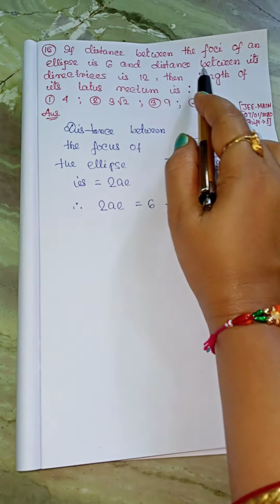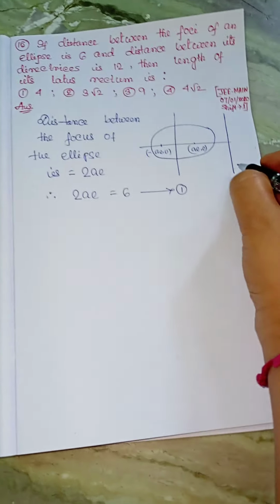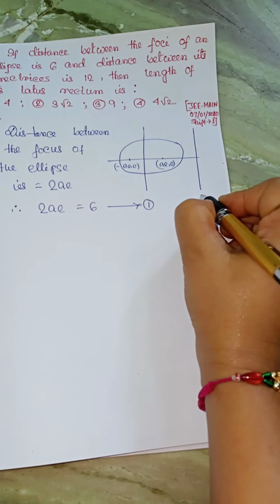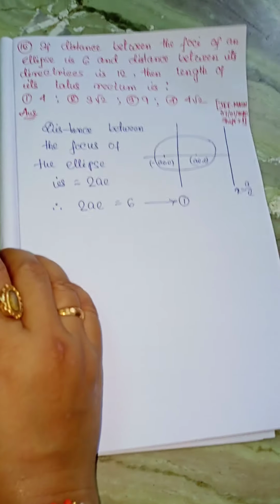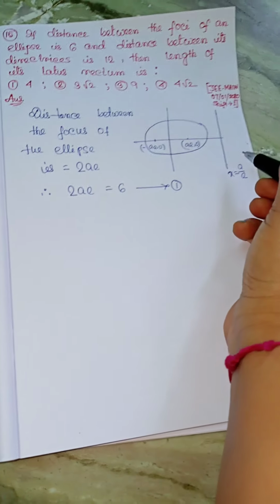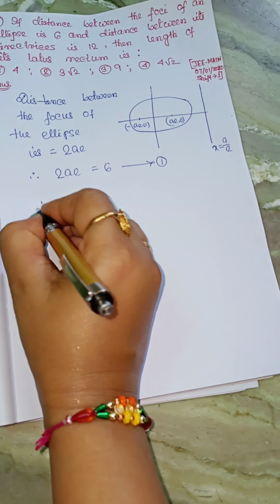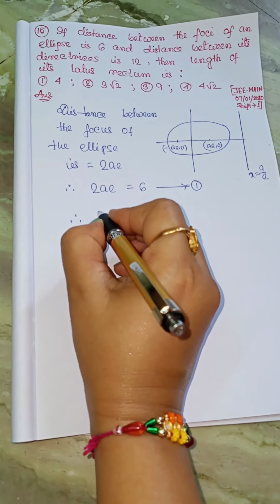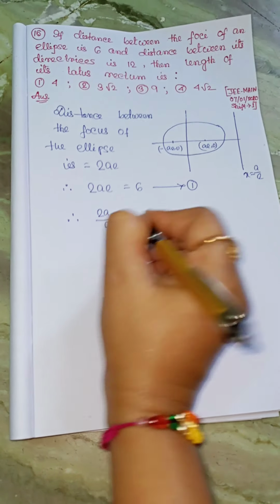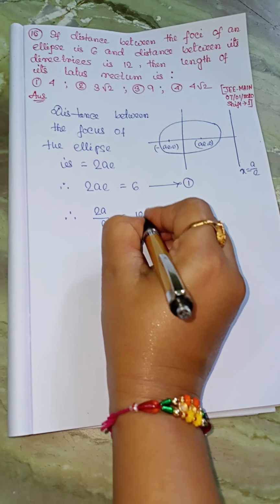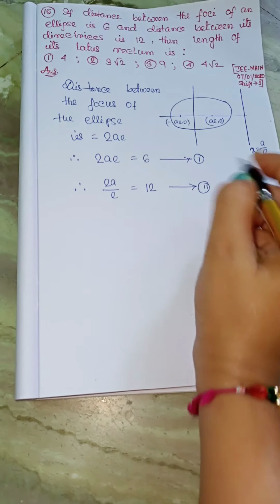And between the directrices, here is the directrix, and it is x is equal to A by E. We know the directrices are plus minus A by E. So the distance between the two directrices is equal to 2A by E, which is 12 as given. This is our equation 2.